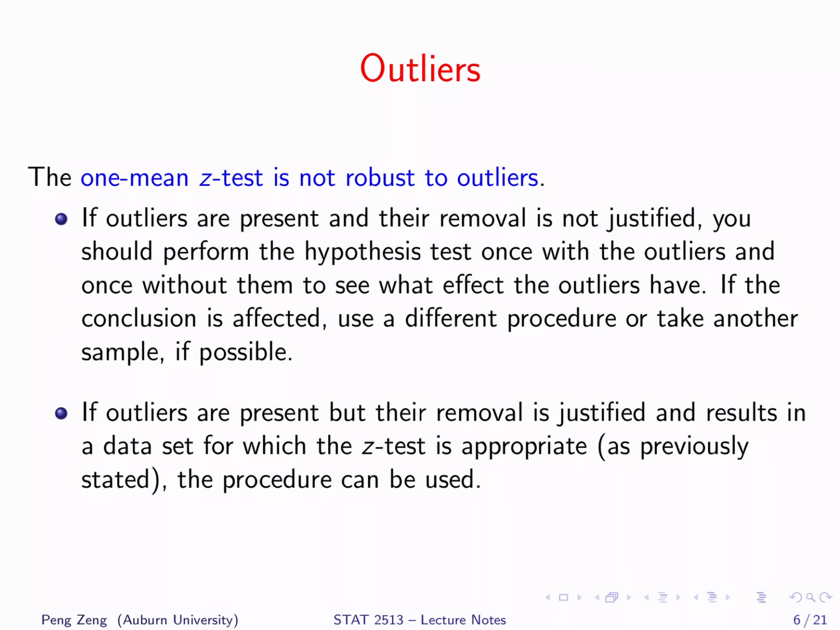Outliers always cause issues to one-mean z-test. The test statistic is based on the sample mean. We know that the sample mean is not robust to outliers. Therefore, one-mean z-test is also not robust to outliers. We can identify outliers from normal probability plots or box plots. Notice that an outlier means an observation that is far away from the remaining data.